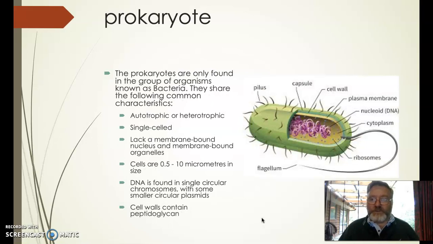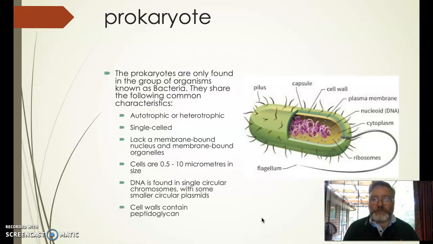So cells form into two main groups. Life forms into two main groups, I suppose. These are above the kingdom level. The prokaryotes and the eukaryotes. The prokaryotes are really ancient cells that predate the eukaryotes, and in fact there are some prokaryotic cells living within eukaryotic cells in what we call endosymbiosis, but more about that later.